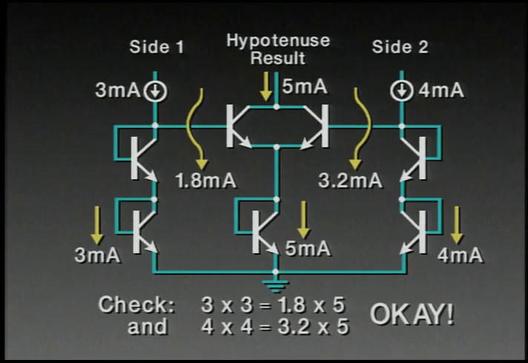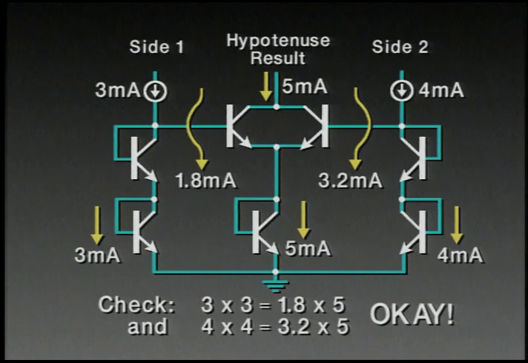Now we can check that out with an example. Supposing we allow Ix to be 3 milliamps, Iy to be 4 milliamps, and apply the vector sum to those two currents, then the result should be 5 milliamps. And indeed, if you check around the two loops, you'll find that this is in fact correct.